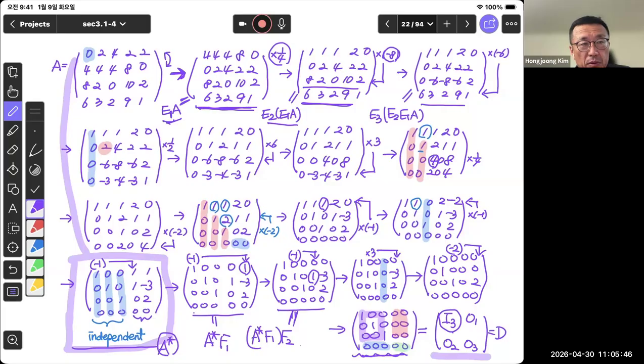Because the fourth and fifth columns do not increase the rank, because the fourth column is a linear combination of the first column and the second column, and the fifth column is a linear combination of the first three columns. So by looking at A star, the rank will be 3. Okay?